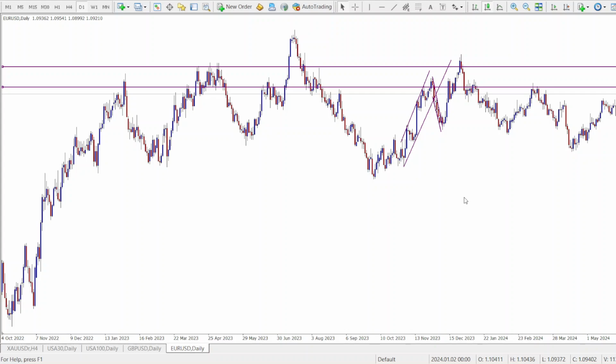And then it's always good for you to have a good risk to reward ratio. Okay, if you are risking $1 and you want to make $2, that's a risk to reward ratio of 1 to 2. It is usually advisable to have a minimum risk to reward ratio of 1 to 2.